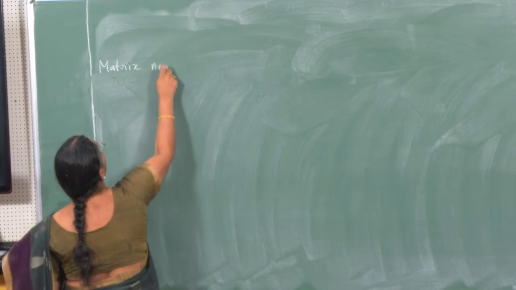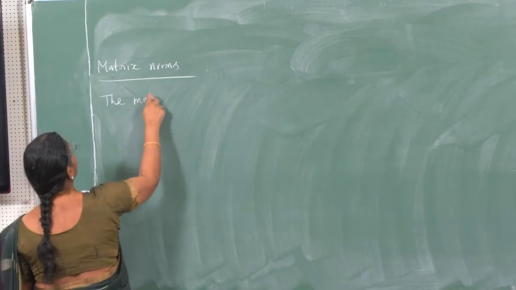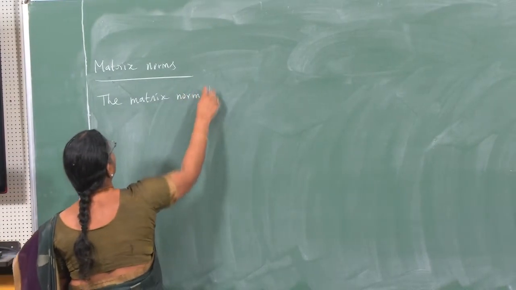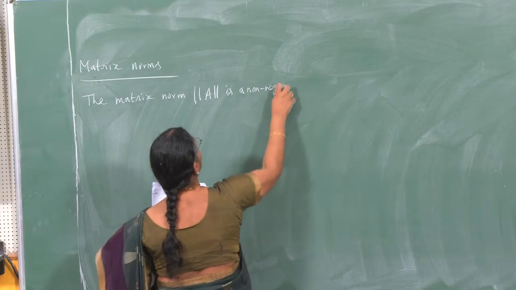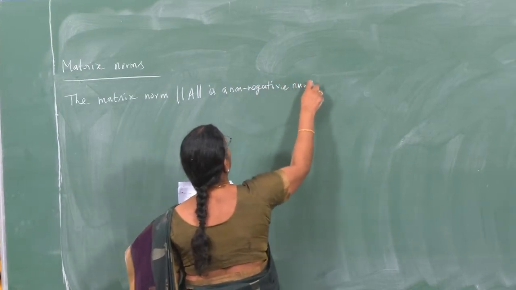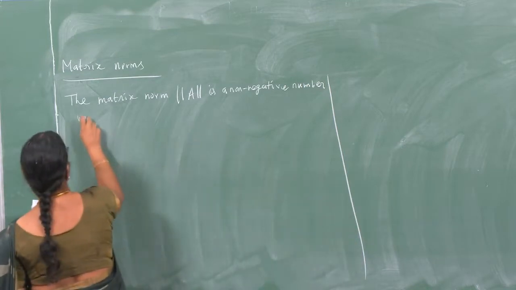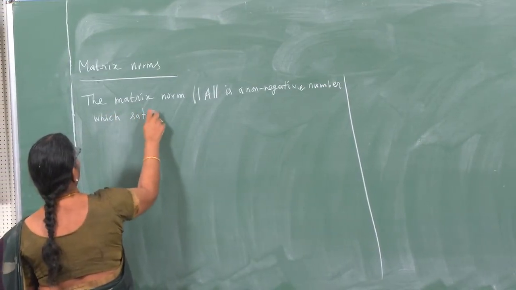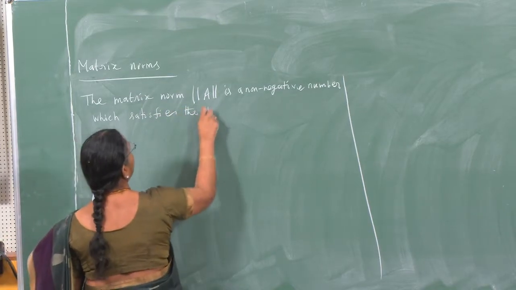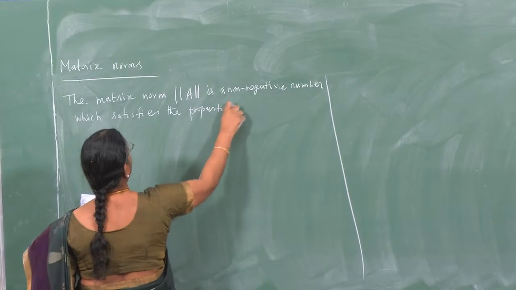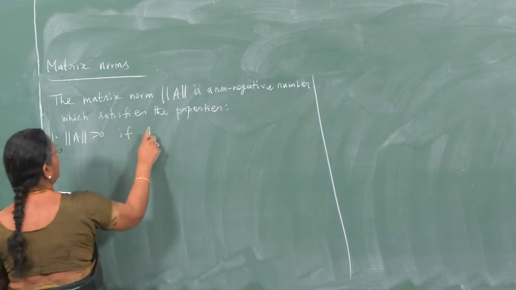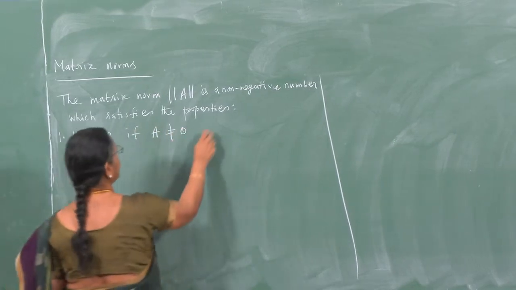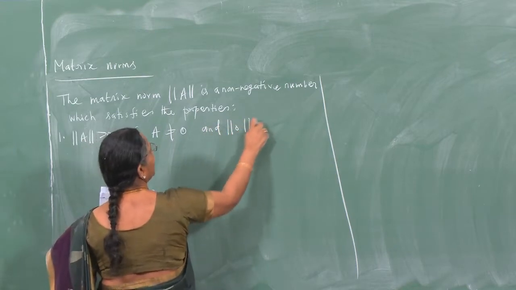So, we introduce matrix norms. The matrix norm, we denote it by norm A, is a non-negative number which satisfies the following properties, namely norm A is greater than 0 if A is a non-zero matrix, and norm of the 0 matrix is 0.